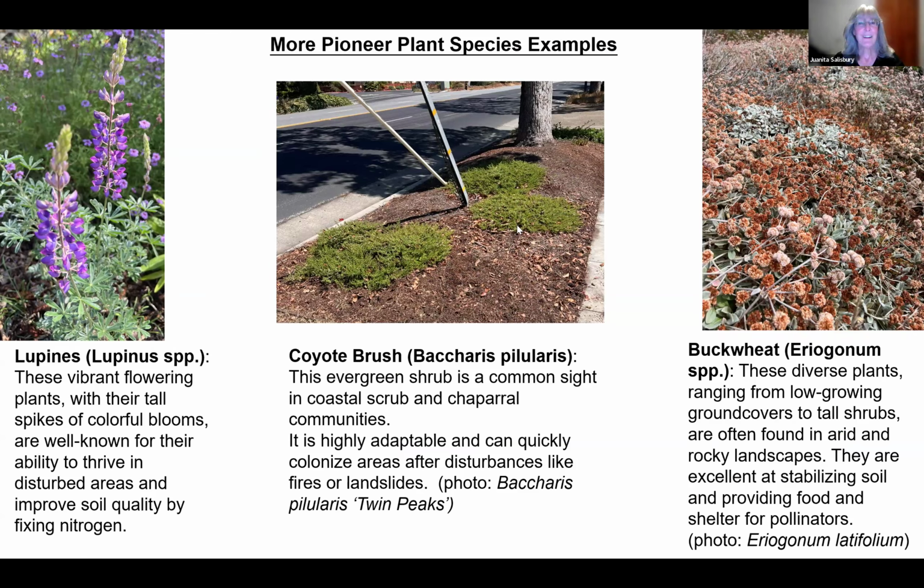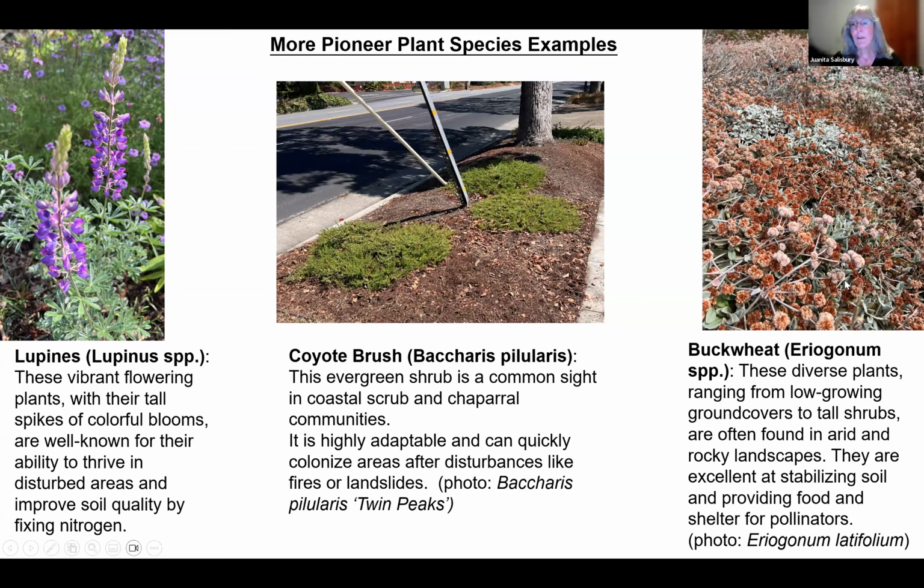Coyote brush, this I use again and again and again. It's a common sight in our coastal scrub and chaparral communities, highly adaptable, and can colonize areas quickly after disturbances like fires or landslides. This is a variety that I use, Baccharis pilularis Twin Peaks. It stays really low. The Baccharis actually comes in different forms. Some are higher mounding and some are even more upright, larger shrubs.